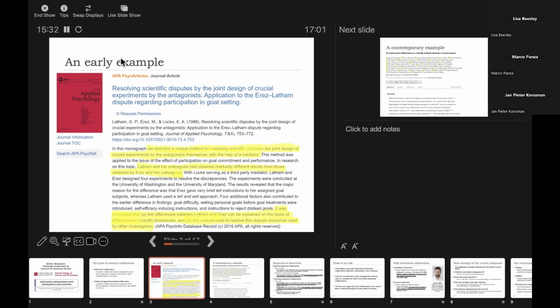And I agree. I think many others agree that this is a good way of accelerating scientific progress. Not long after this, the Nobel Prize-winning economist Daniel Kahneman really championed the idea of an adversarial collaboration. And so it got quite popular, at least in the social sciences and psychology. Let me give you one more example.